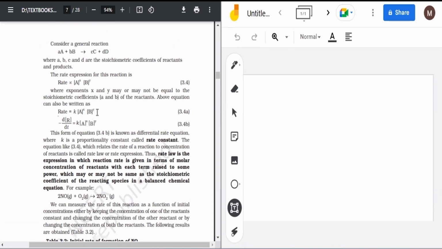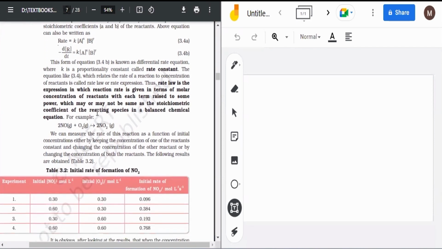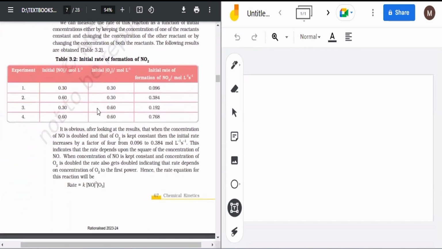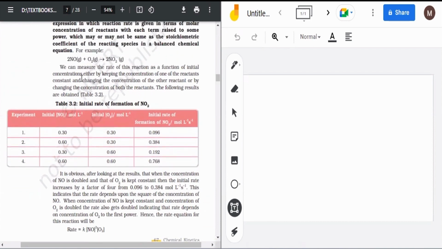ठीक है, तो X और Y necessary नहीं है कि वो A और B के equal हो, तो इस बात को ध्यान रखना. फिर लाइक इसमें अपन लोग देख सकते हैं जैसे कि ये एक रिएक्शन है, NO plus O2 is giving out NO2. तो NO की जो कंसंट्रेशन है पर मोल लीटर वो ये है, और O2 की ये है. अपने को चाहिए रेट ऑफ फॉर्मेशन ऑफ NO2. तो अपने को ये चार्ट दिया हुआ है, अब अपने को पता करना है कि वो NO की कितनी पावर पे डिपेंड करता है और O2 की कितनी पावर पे डिपेंड करता है.